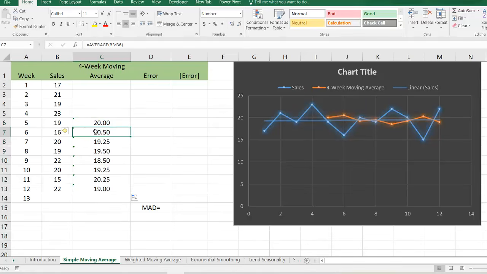The autofill function of Microsoft Excel will automatically adjust the reference cells in calculating the average for the forecast for the next period, such as for the period of the 6th week, it took the average of the 4 most recent data, which is the 5th week down to the 2nd week. And the same is true for the next periods.